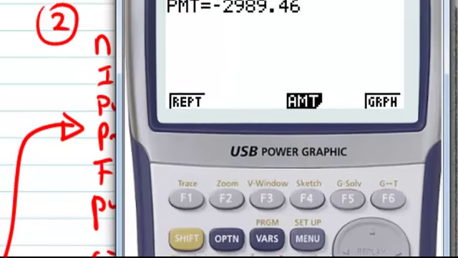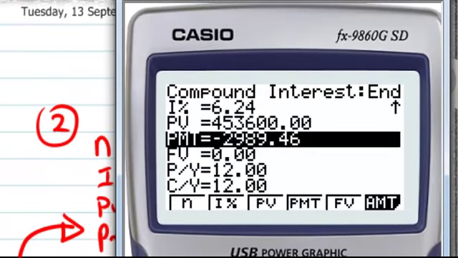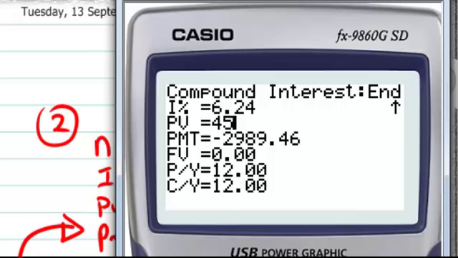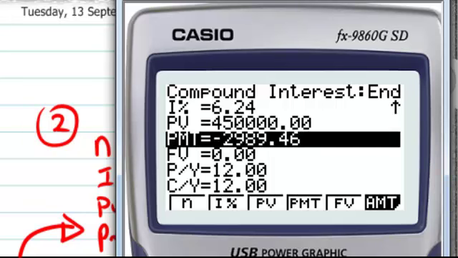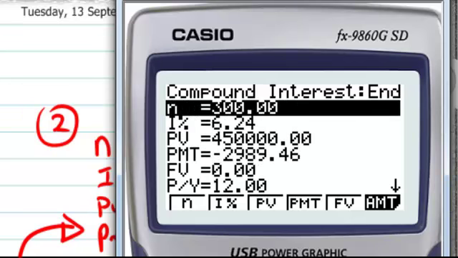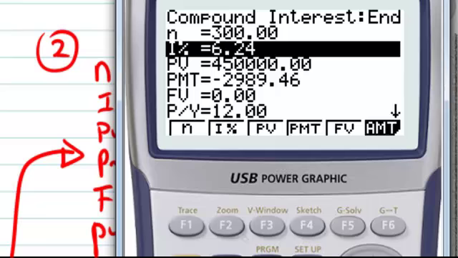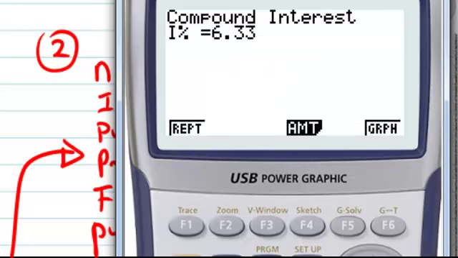You've got all your data on the calculator, so just go repeat. You come back into here, and put in 450,000. Your calculator's put in your 2989.46, and if you roll up to here, you've got I there. So all you want to do is calculate I, which is hitting F2, and you get 6.33.